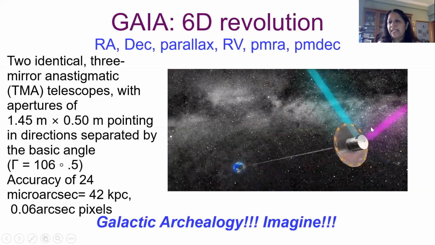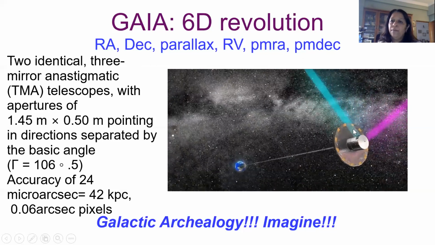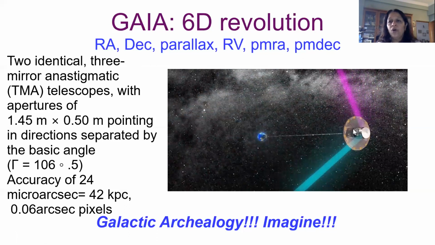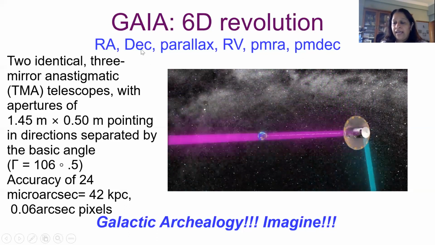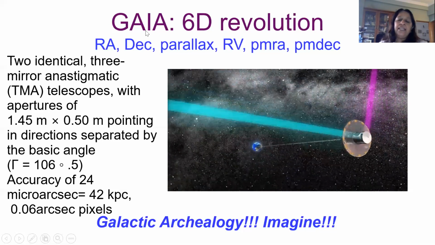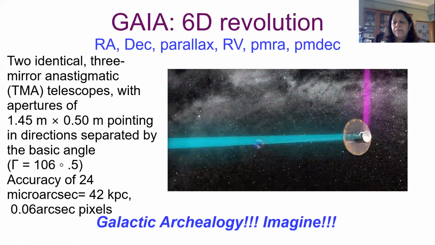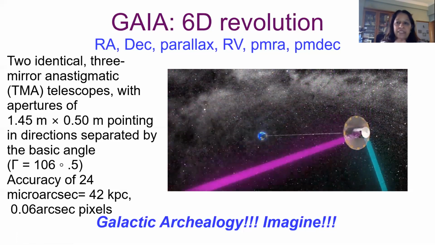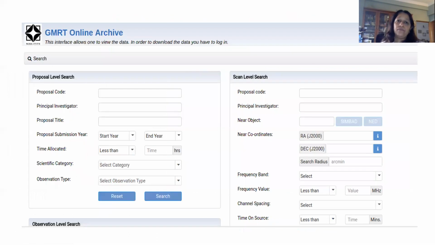And basically, this is a satellite which has 2 mirrors with which it is very accurately measuring positions and motions of a billion stars in our galaxy, right? And this can be directly accessed from the VizieR site, from the Gaia site, which is ESA Gaia, as well as we will have separate sessions where we will talk specifically about Gaia and how to access the Gaia data.